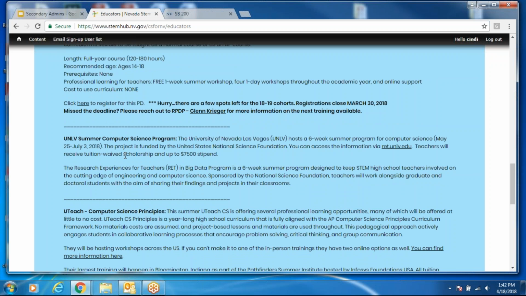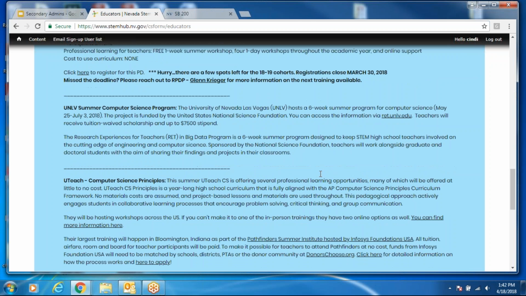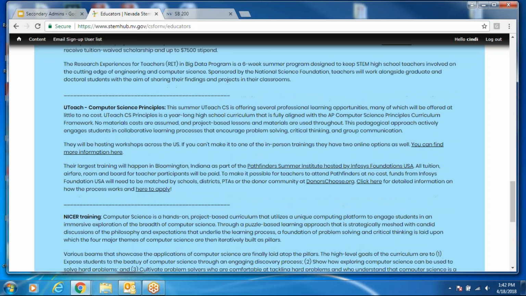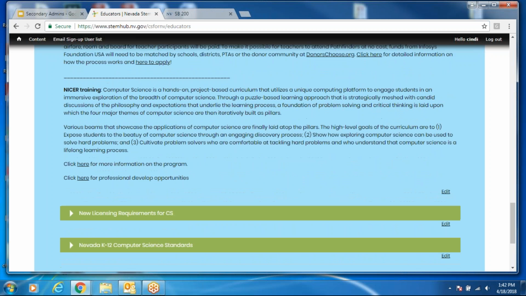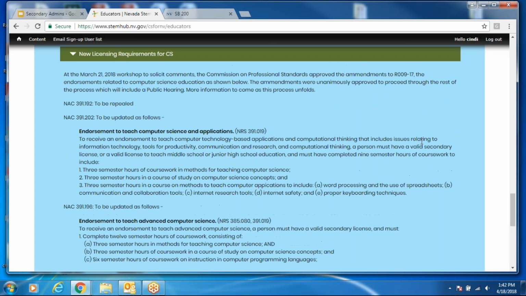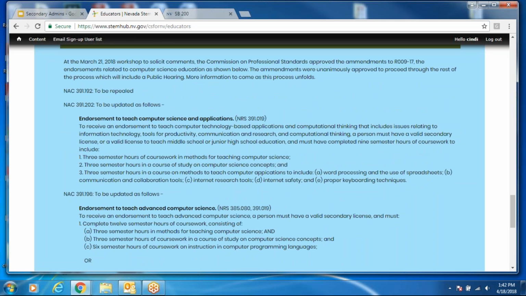Okay, and there's also a summer computer science program at UNLV. UTeach has another opportunity this summer, and then NICER training. So let's talk about the licensing requirement changes. Before I get into these, I will say that if you are currently already teaching these courses, you do not need to be relicensed. Okay, you do not need a new endorsement.